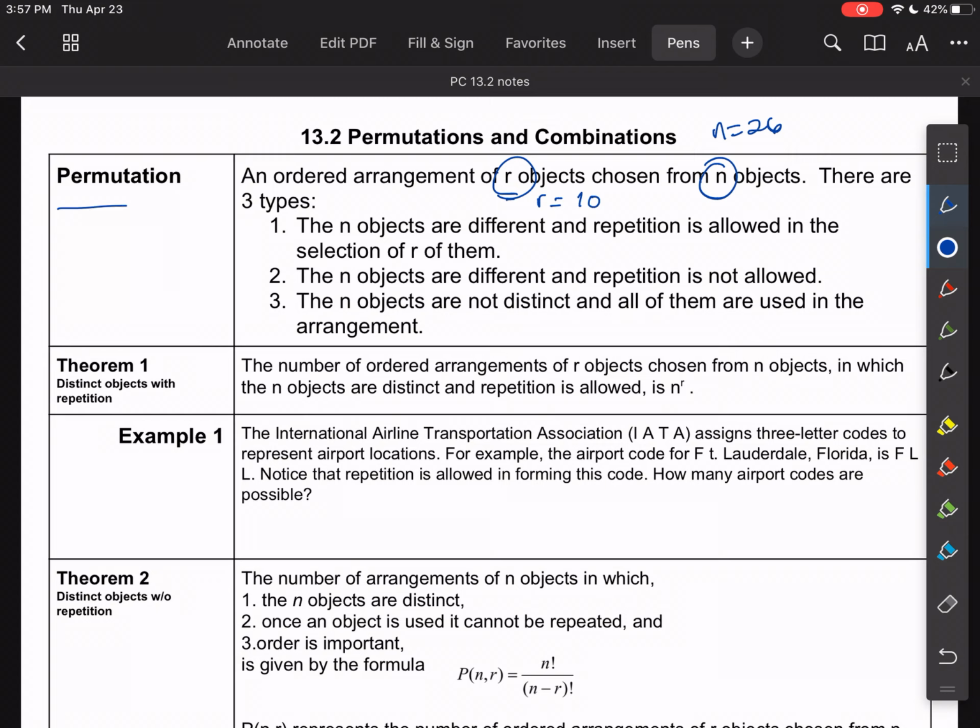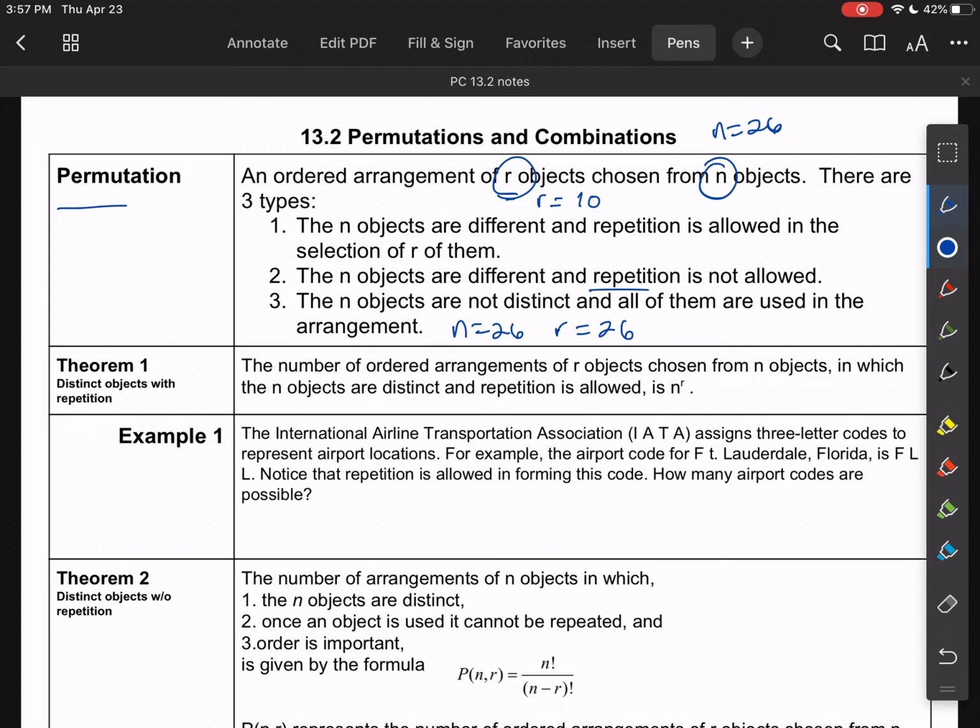The second one is we could have N objects that are distinct, like letters in the alphabet, and in this case, repetition is not allowed. If it's not allowed, it's much like what we were doing with counting yesterday. And then for number 3, it says the N objects are not distinct and all of them are used in the arrangement. What happens when everything is used in the arrangement? N and R essentially become the same thing. If I used every character in the alphabet, N would equal 26, and my selections, if I used every single one, R would also equal 26. We'll do a problem that's related to that.